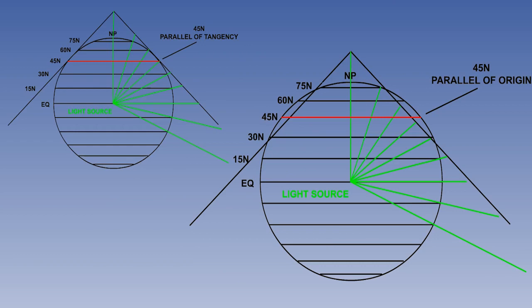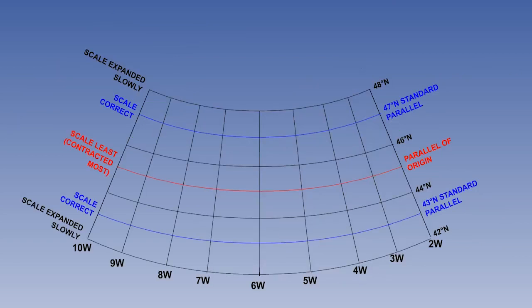he made his cone go inside the Earth's surface. It now touches at two separate parallels, and the scale is correct at both of these. It reduces inside them and expands outside. This gives a pattern like this.